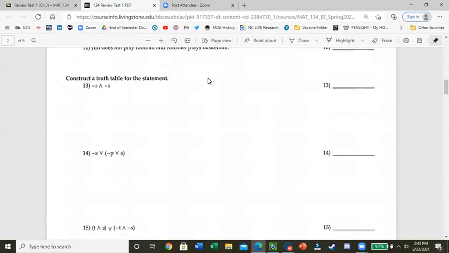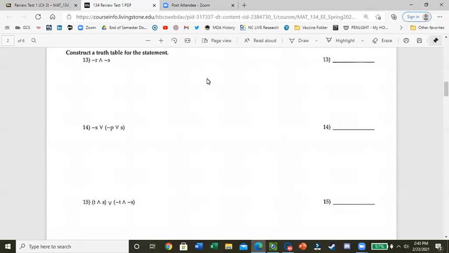Alrighty. Construct a truth table for the statement not R and not S. Okay, so instead of P and Q, we're using R and S. So we would put R, S, and not R, and not S. Okay, so here's our truth table.